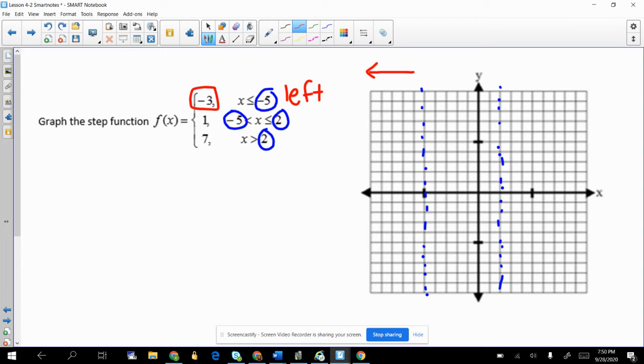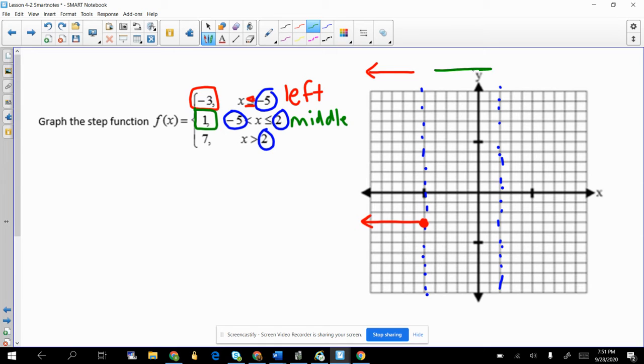Remember, they are just straight horizontal lines, and this one is going to be at -3. So -1, 2, 3, and it should have a closed circle because of this less than or equal to. So I go down 1, 2, 3, I have a closed circle, and I draw my line to the left. Then the next one is 1. So it's going to be a straight horizontal line at 1, and it's between -5 and 2. So this is in the middle neighborhood.